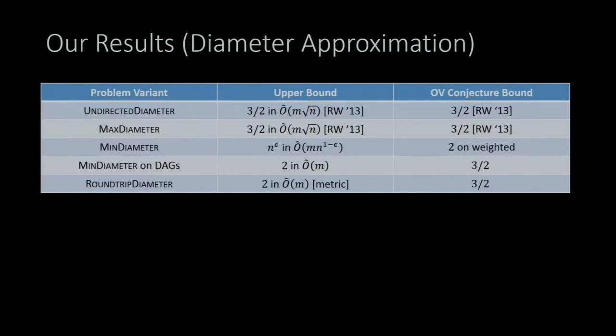And then for round-trip diameter, when I say metric for the algorithm, that just means that because the eccentricity obeys the triangle inequality, if you just pick any point, it serves as a 2 approximation for the diameter. And we managed to prove a 3/2 bound from orthogonal vectors, but there's still a bit of a gap.